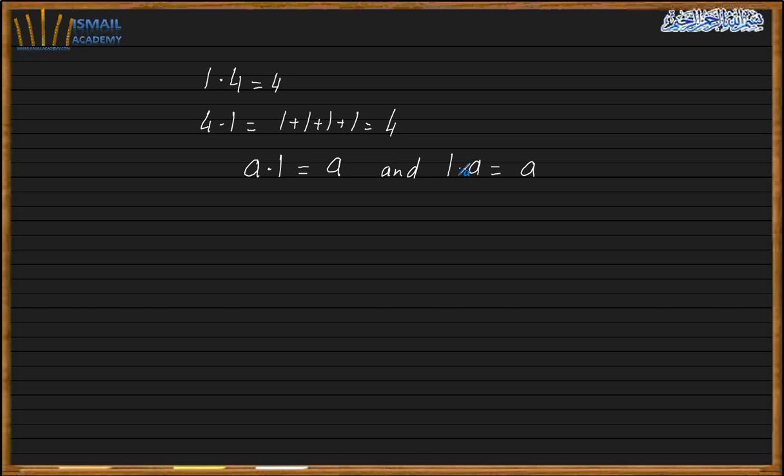So keep in mind those properties. And now I want to talk about the most important property, which is the key of the way we multiply now. This property is called the distributive property.